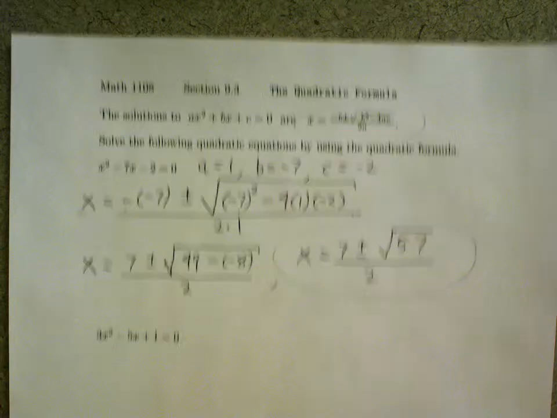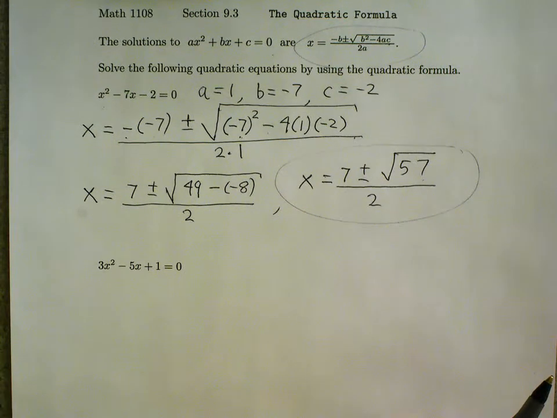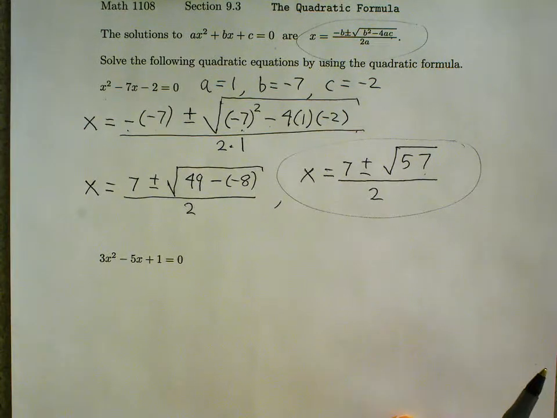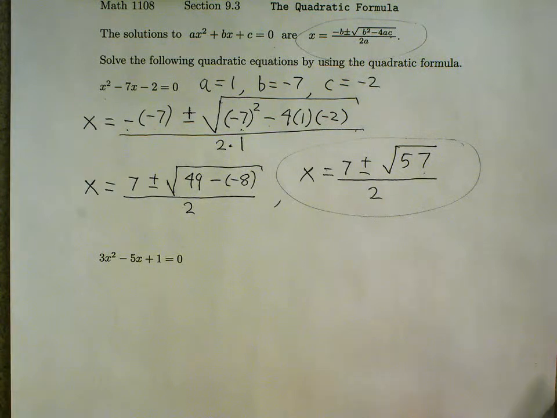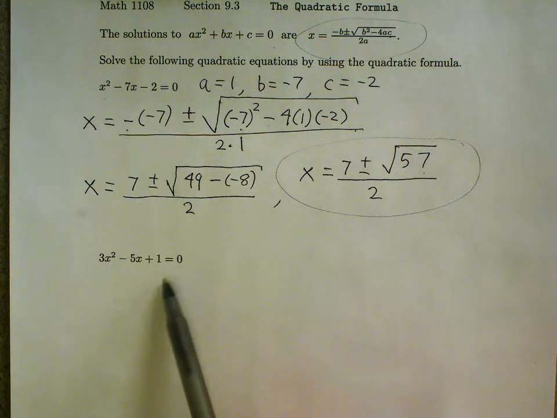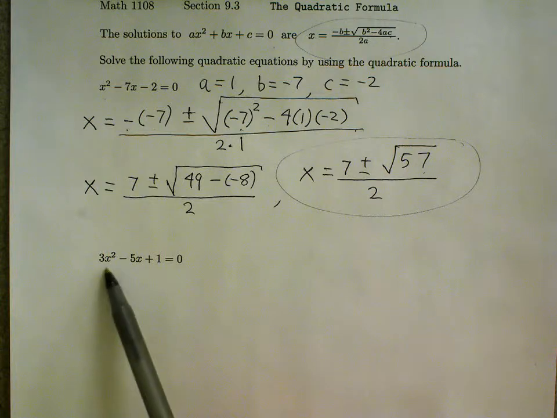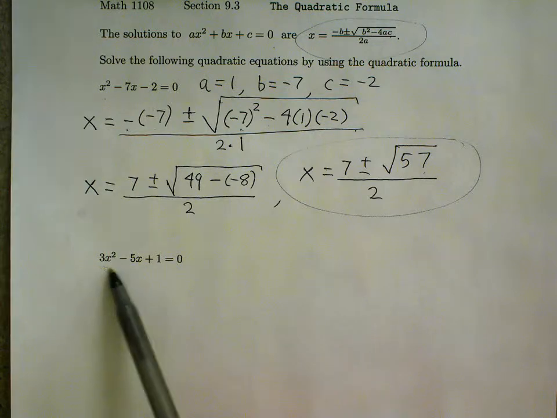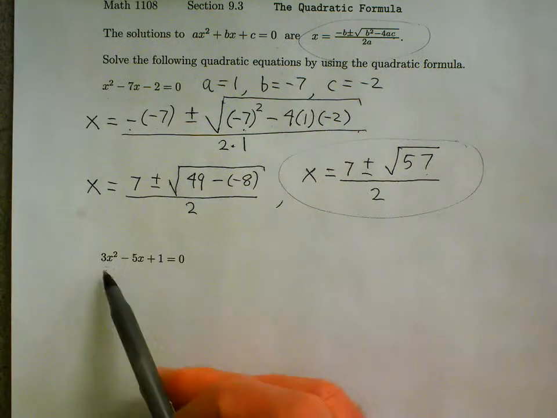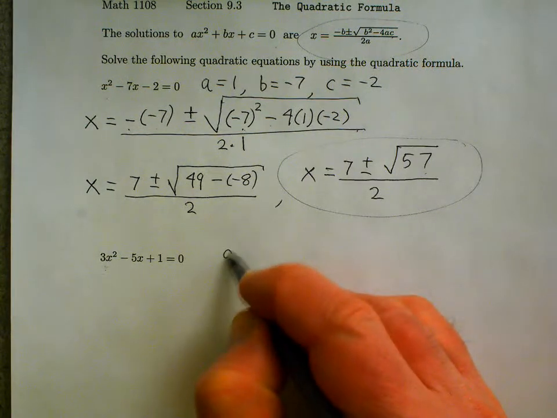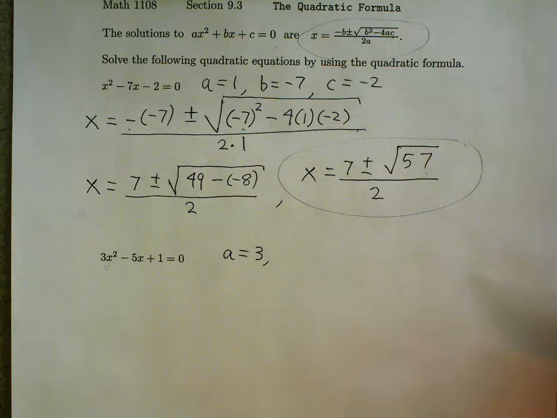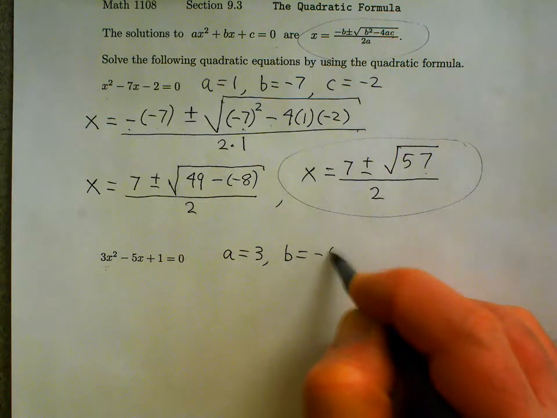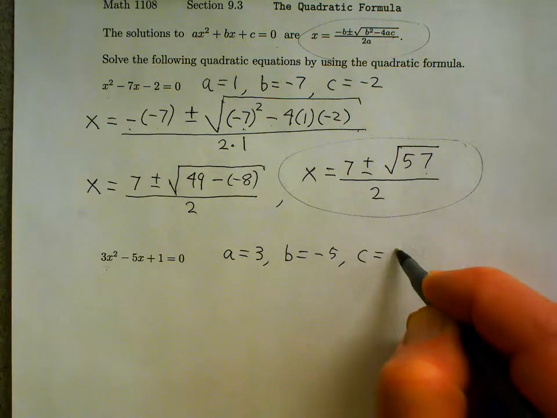All right, the next example, 3x squared minus 5x plus 1 equals 0. When using the quadratic formula, we just use the quadratic equation in standard form the way it's written. So in this case, a is 3, b is -5, and c is +1.